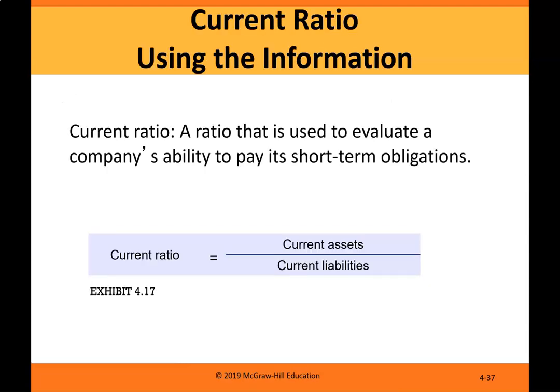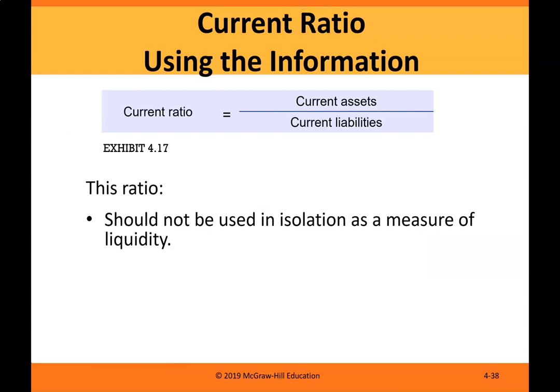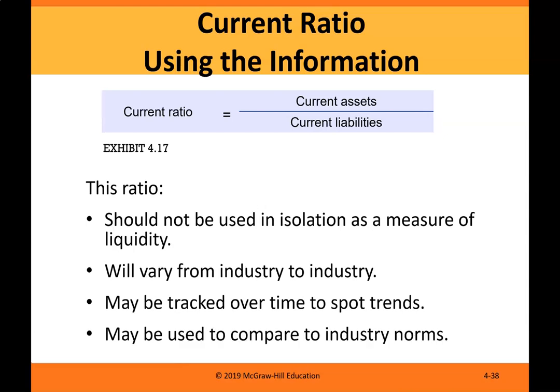Current ratio, using the information. Current ratio, a ratio that is used to evaluate a company's ability to pay its short-term obligations. So we have our current assets divided by our current liabilities. This ratio should not be used in isolation as a measure of liquidity. It will vary from industry to industry. It may be tracked over time to spot trends. It may be used to compare to industry norms.